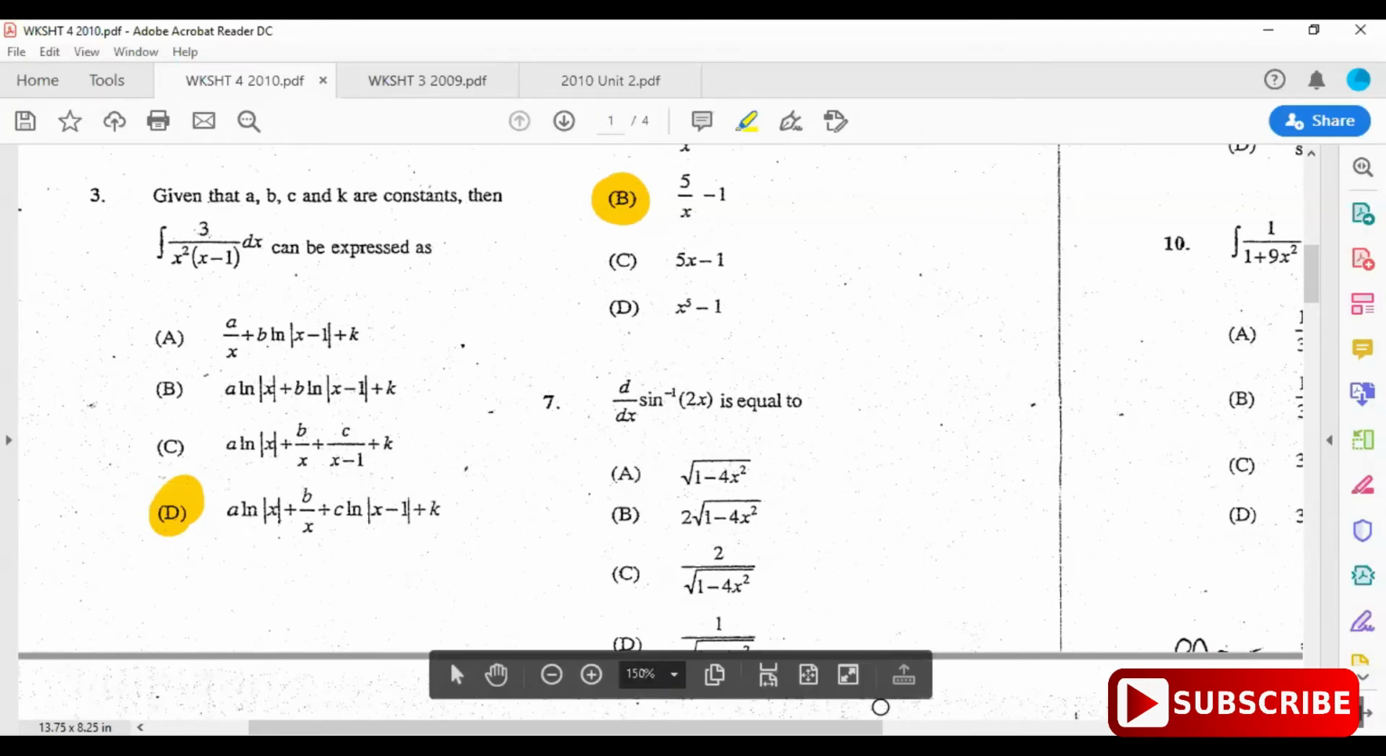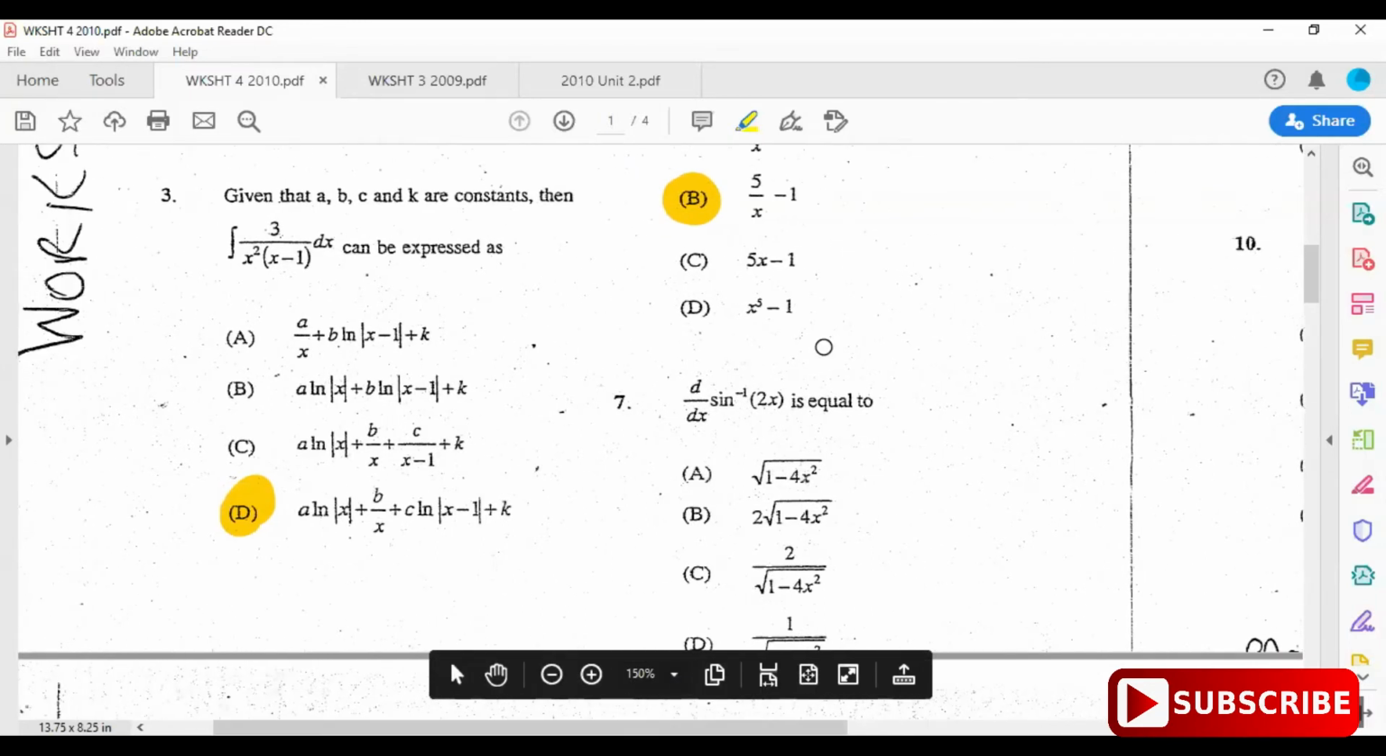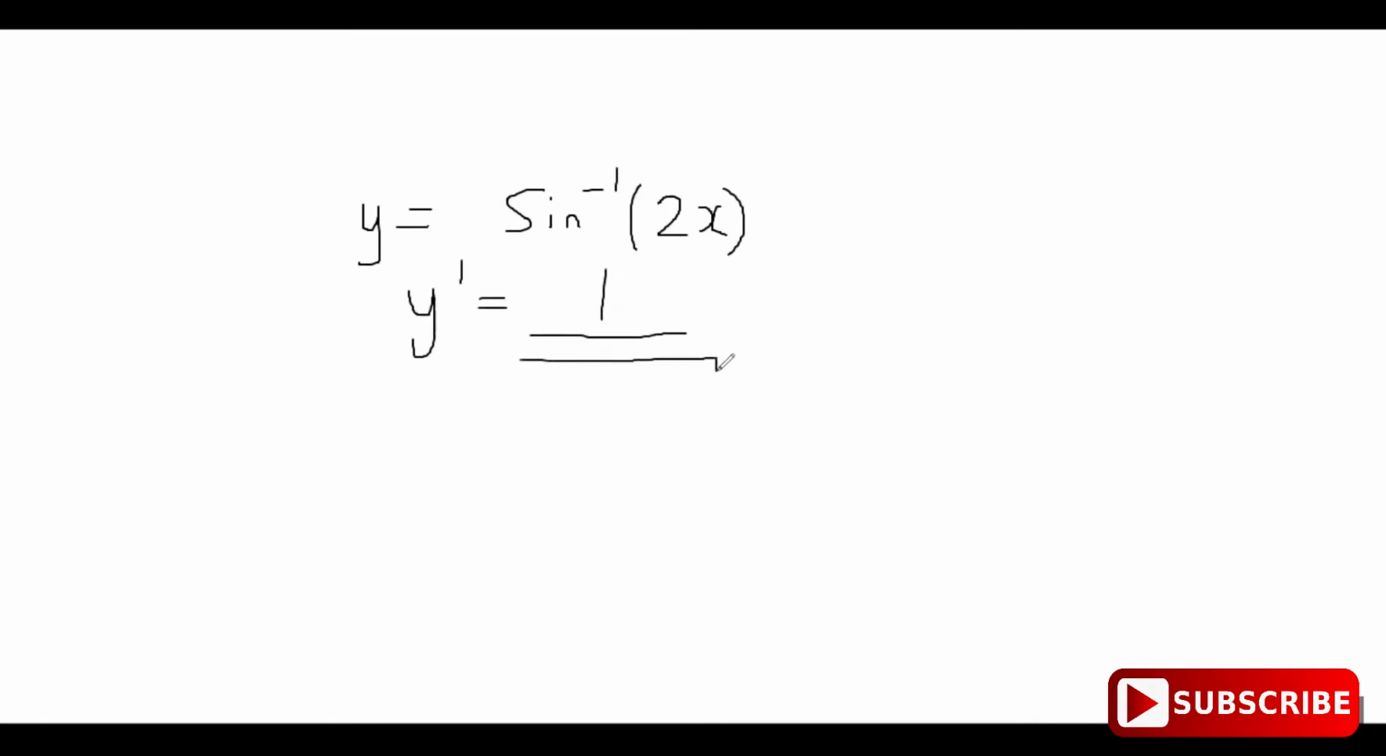Now finally they ask an easy question: how to differentiate sine inverse. This would be a walk in the park. So let's just write it down formally. We have y is equal to sine inverse of 2x. How are we going to differentiate this? It's going to be 1 over the square root of 1 minus the square of 2x. So 2x all squared is just 4x squared.